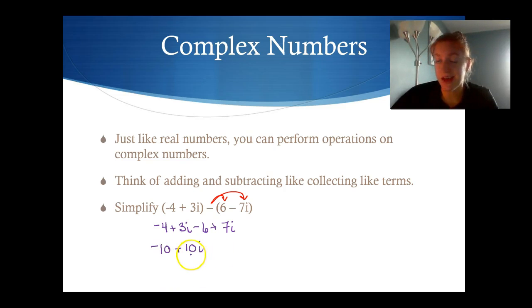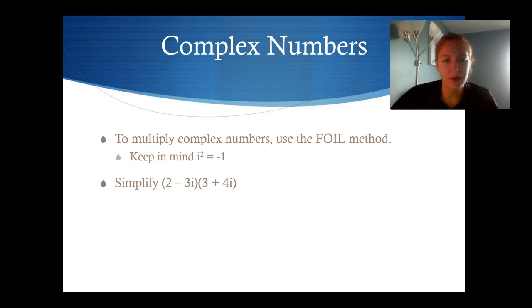It's a coincidence that they have the same number there, but other than that, they have nothing in common. So that would be it. That's simplifying or adding together, I should say subtracting, two complex numbers. Right, you knew what I meant. It's okay. Now remember, I told you it was very important that i squared is -1.